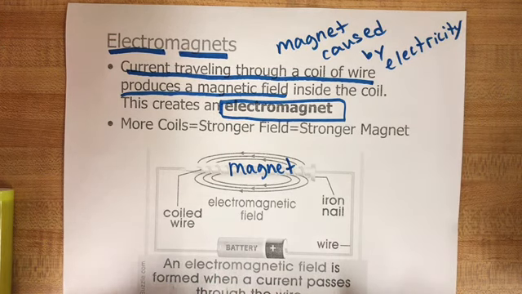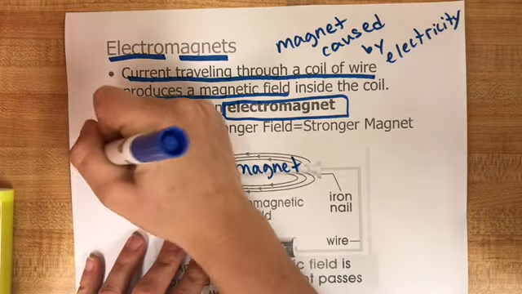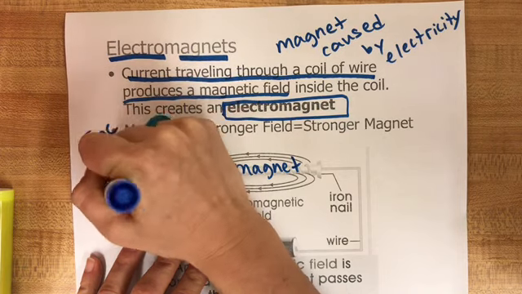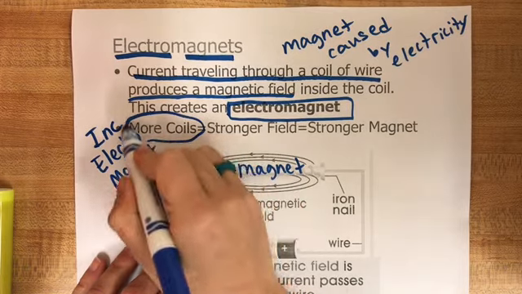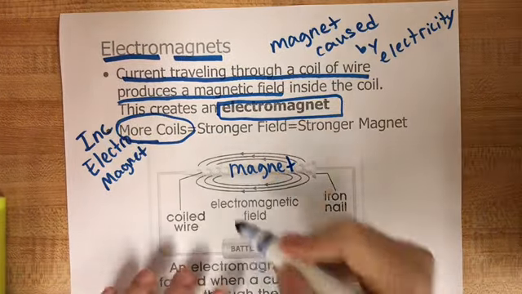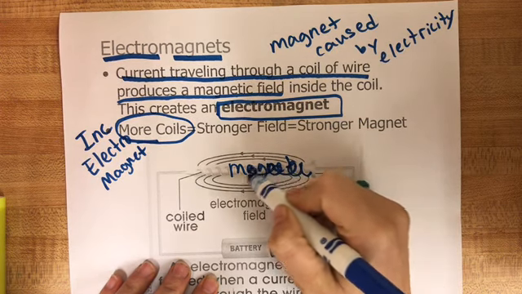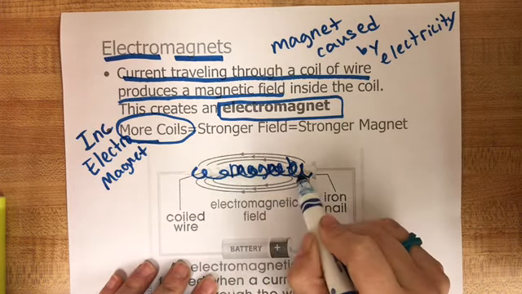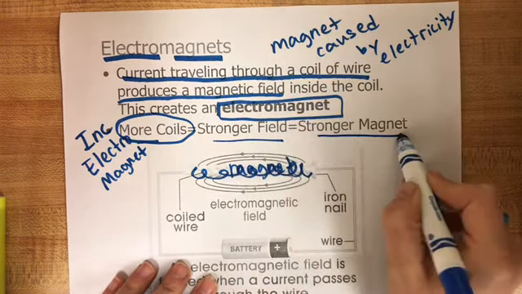One of the things you have to be able to do for me is tell me how to increase the strength of an electromagnet. The way to do this is to increase more coils. The coils are this piece right here. So it's the number of times this wire is wrapped around that iron nail. The more times it's wrapped, the stronger the field, the stronger the magnet.